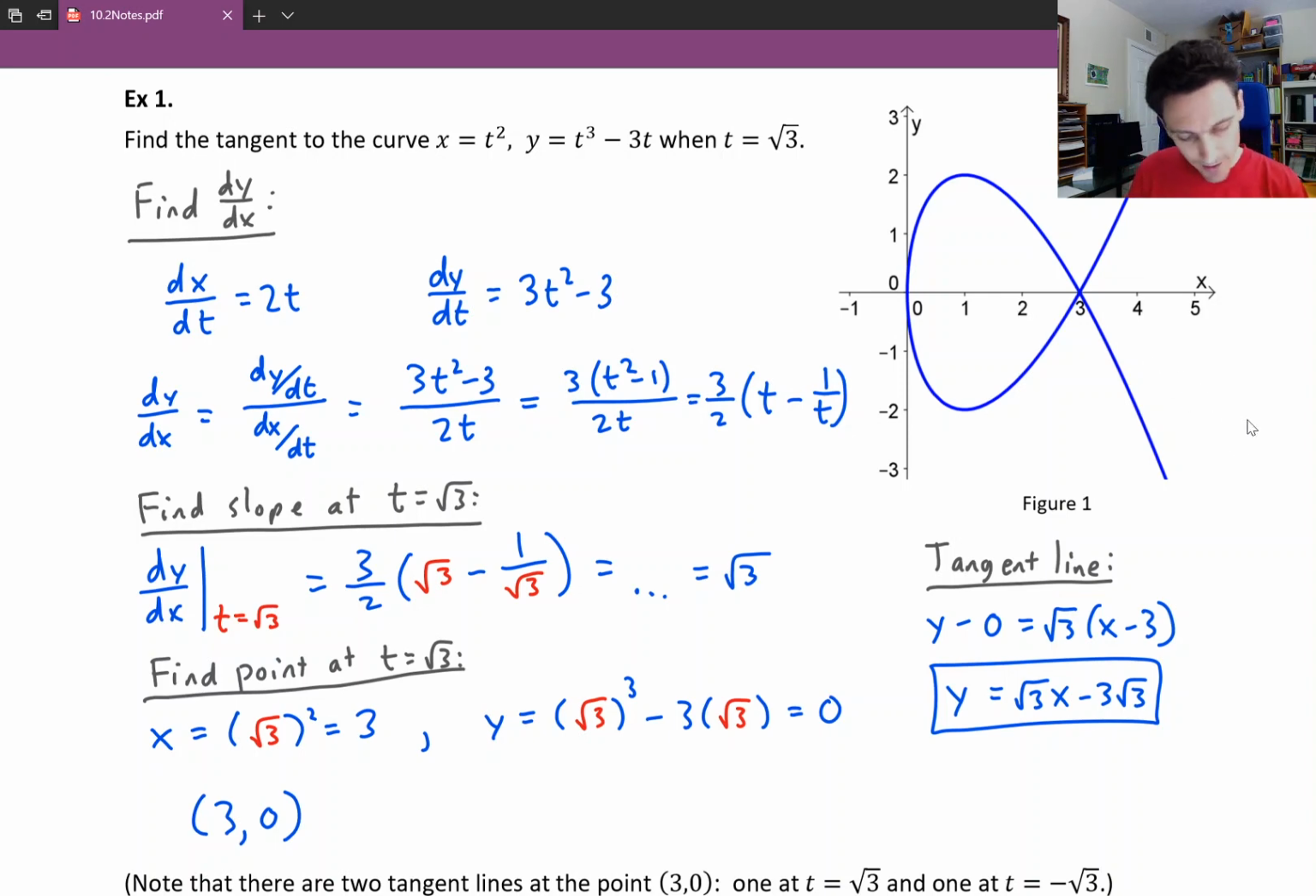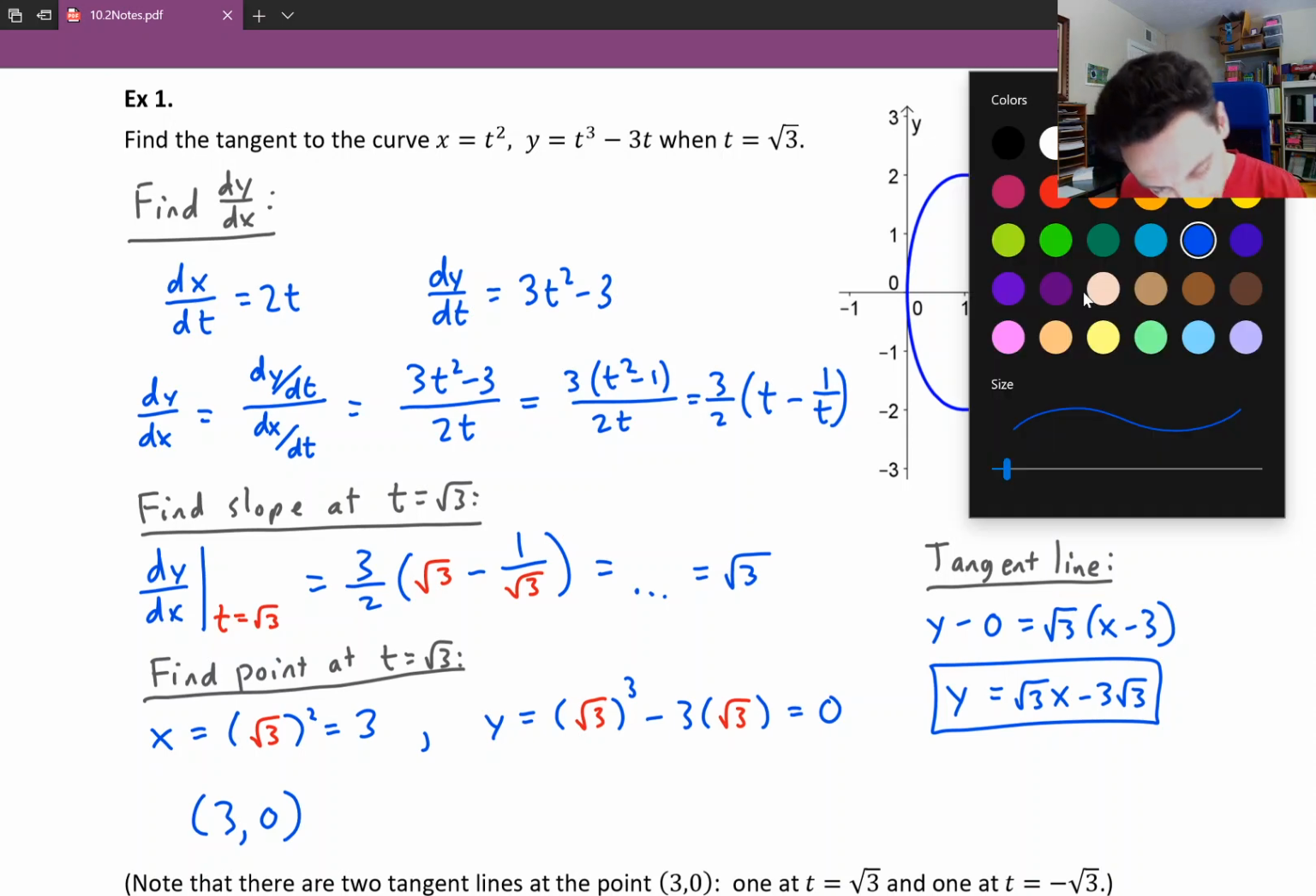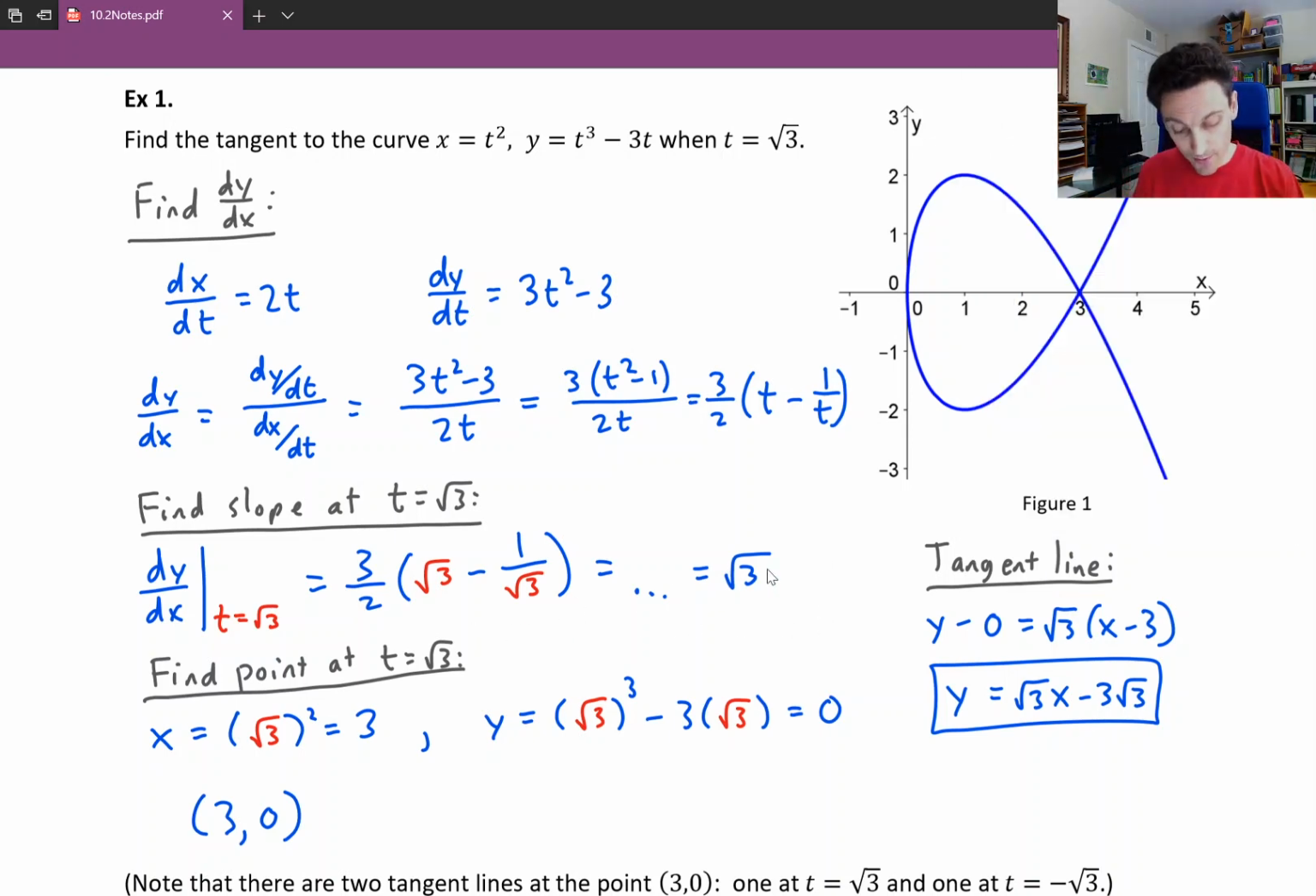Now actually, if you look at figure 1, you'll notice that there are 2 tangent lines at that point 3, 0, because the curve goes through 3, 0 twice. So the one that we found was the one that has a slope of positive root 3. So it was the tangent line for the part of the curve that's moving through the 3, 0 and increasing as it goes through 3, 0.